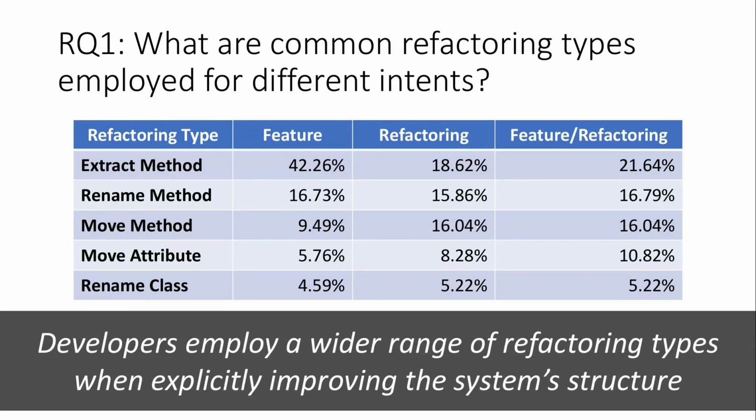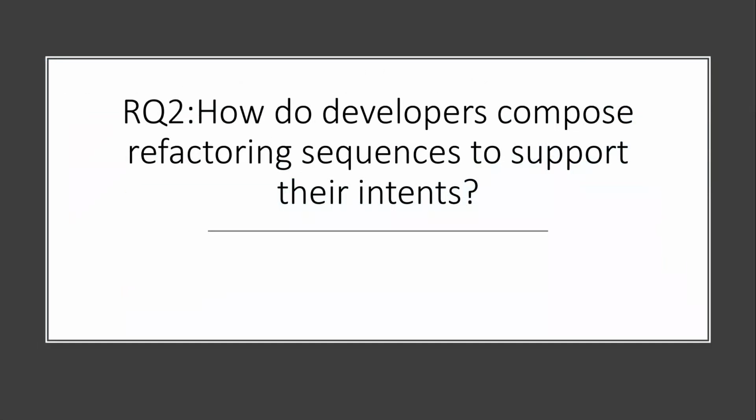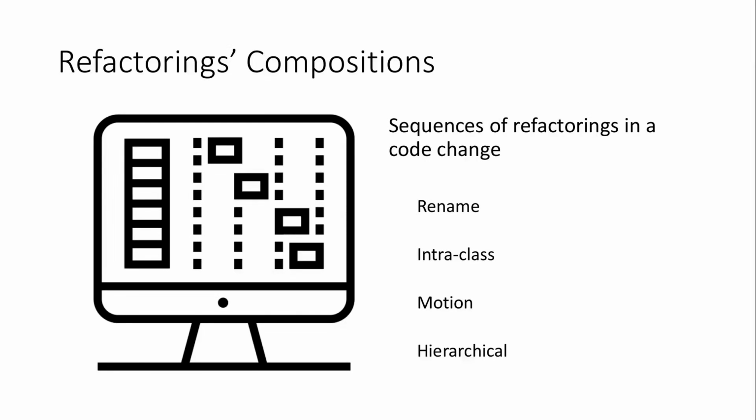The second research question was, how do developers compose refactoring sequences to support their intents? So in our case, we consider a refactoring composition as a sequence of refactorings in a certain code change. So we know that during code review, a code change is made of several revisions. So we consider a refactoring composition as a sequence of refactorings that happen during a certain code change. And each composition, we classify into 4 different categories.